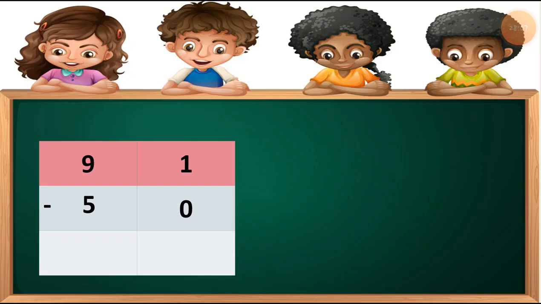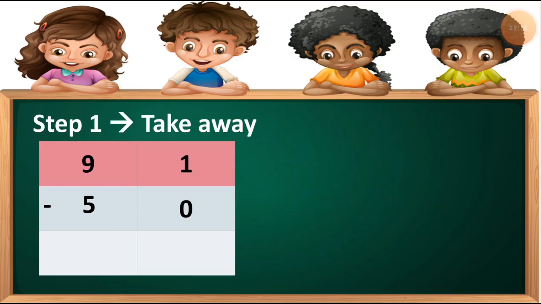Let's see this. Now here is 91 minus 50. So in this, step 1 is take away. We are subtracting the sum first. So here 1 minus 0 is equal to 1, because 0 means nothing. So we can't take away anything from 1. So I write number 1 as it is. Now let's move to the tens column, which is 9 minus 5 is equal to 4. So here we take away 50 from 91.